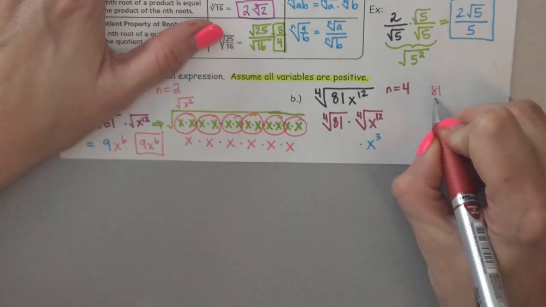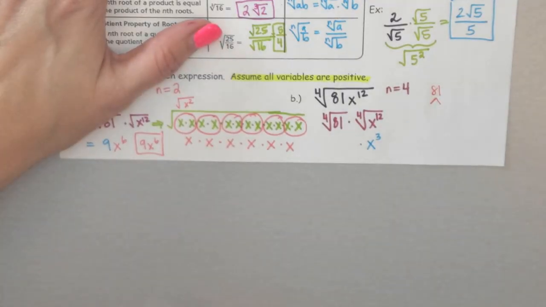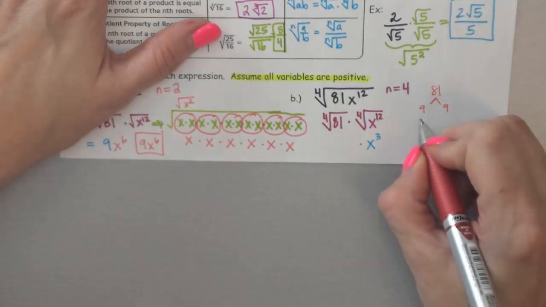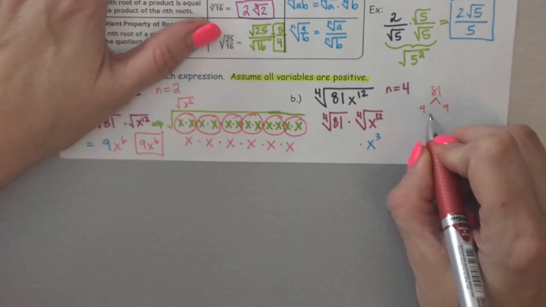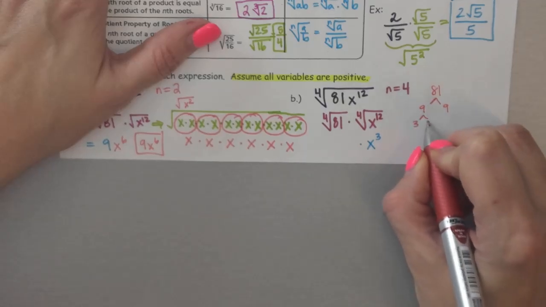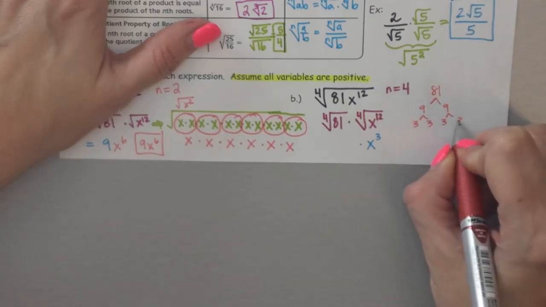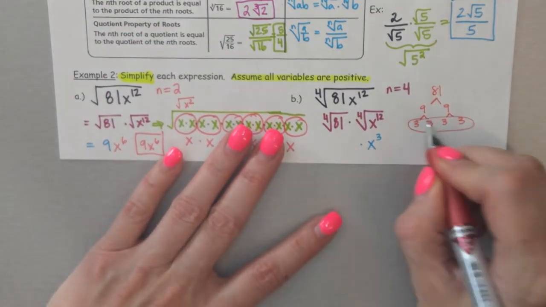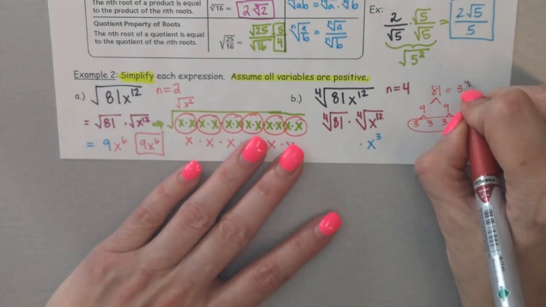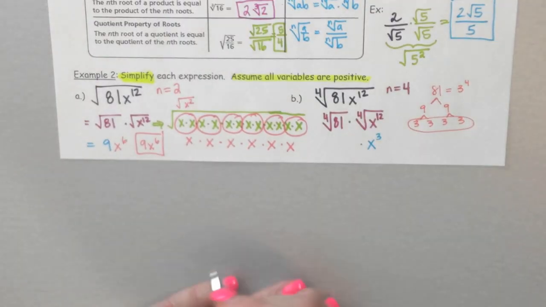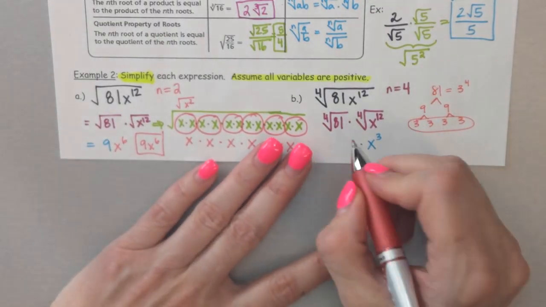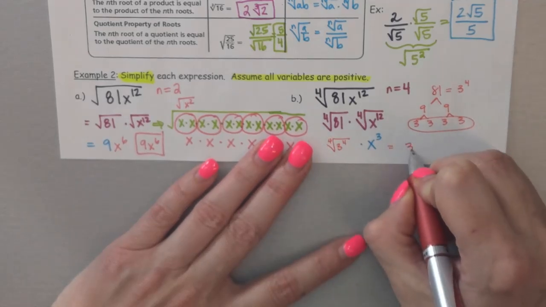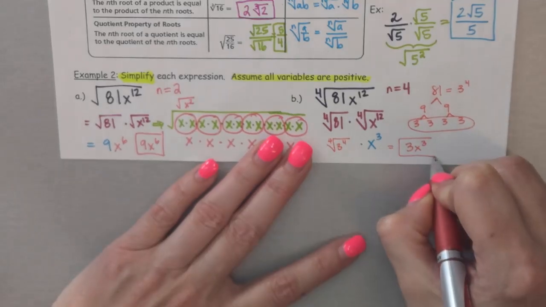So we could do our factor tree. Some of you might know the fourth root of 81. Others of us are going to do the factor tree. So you can split it up with 9 times 9. That's probably the one that comes to your mind first. So that means that 81 is the same thing as 3 to the fourth. And what happens if we do the fourth root of 3 to the fourth? Yep. So your final answer is 3x cubed.